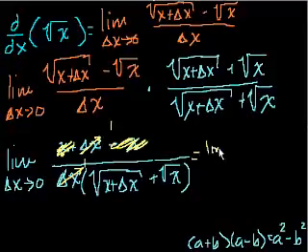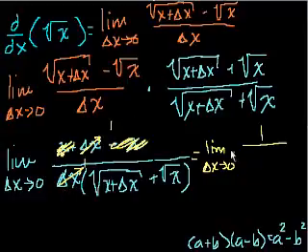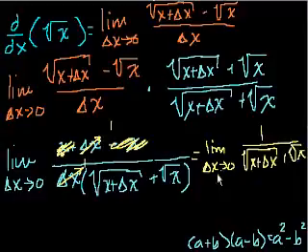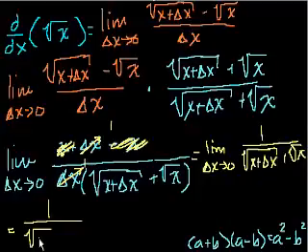I'll write smaller because I'm running out of space. Limit as delta x approaches 0 of 1 over. And of course, we can only do this assuming delta x, well, we're dividing by delta x to begin with, so we know it's not 0, it's just approaching 0. So we get square root of x plus delta x plus the square root of x. And now we can just directly take the limit as it approaches 0. We can just set delta x equal to 0. That's what it's approaching. So that equals 1 over the square root of x, right?